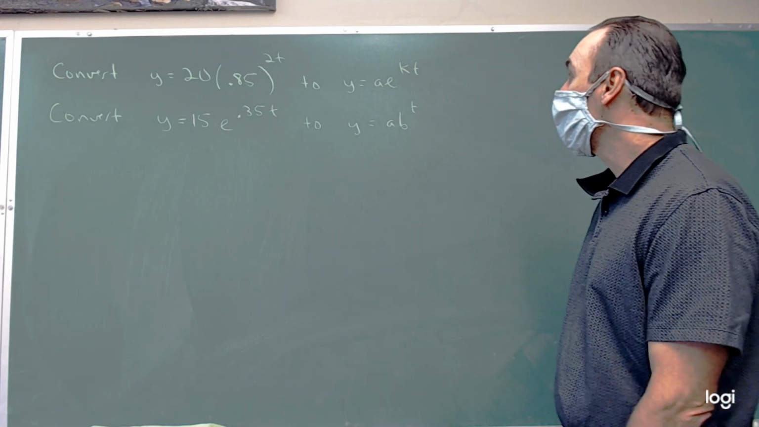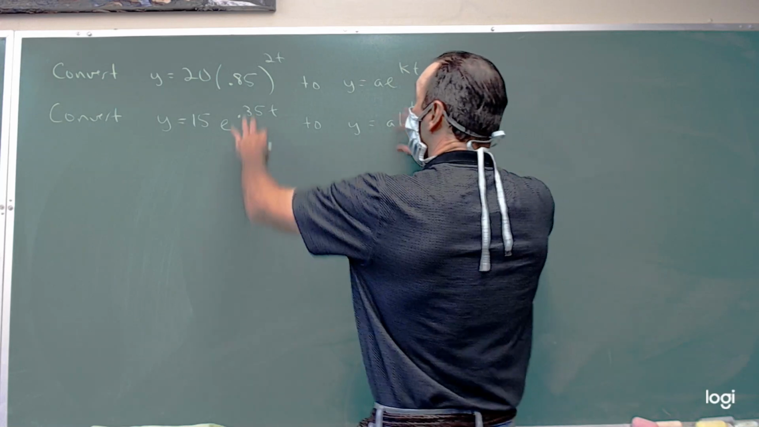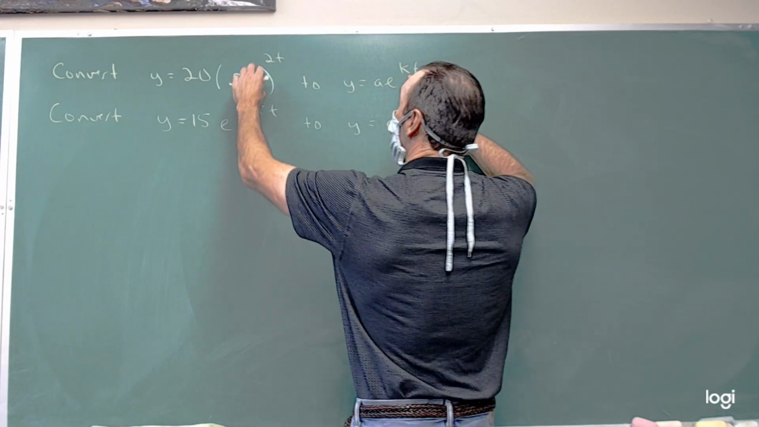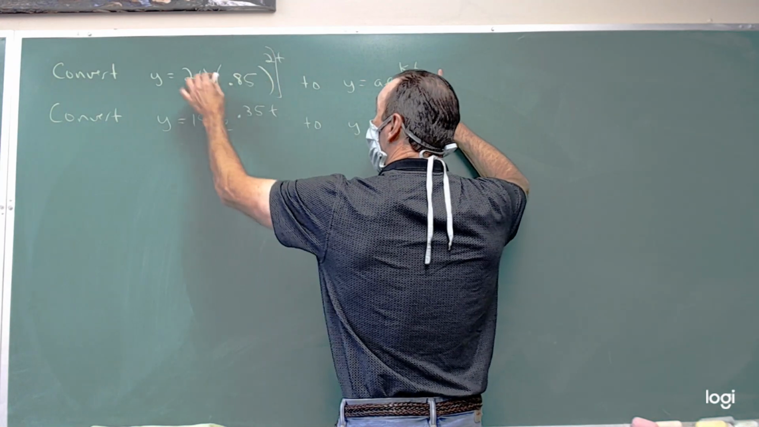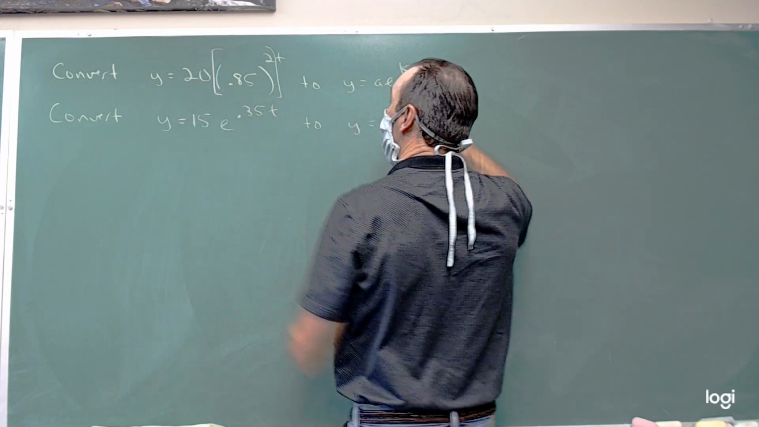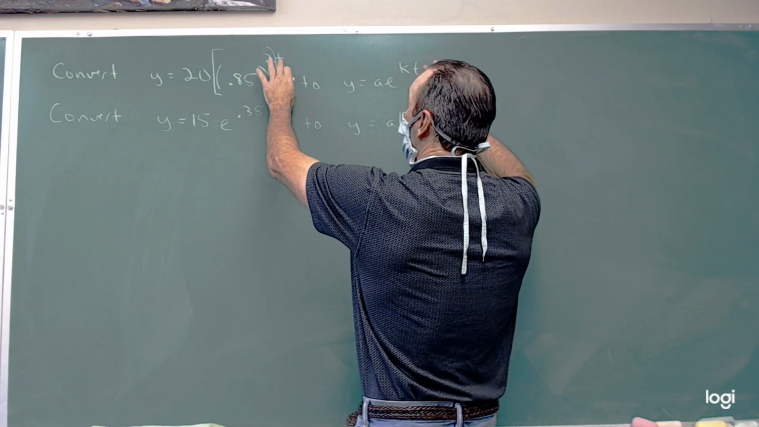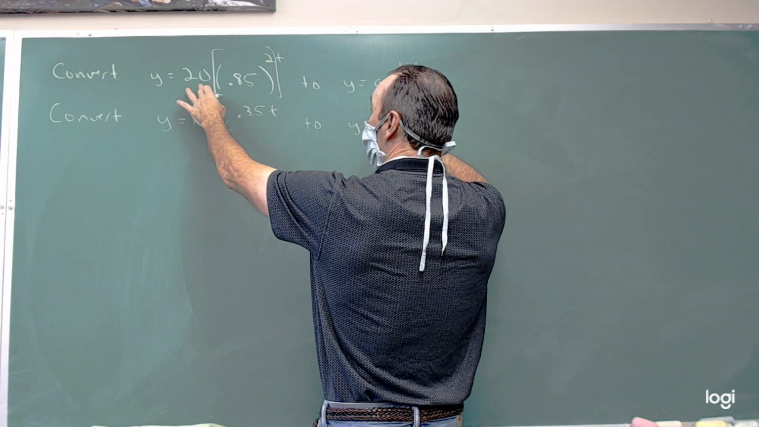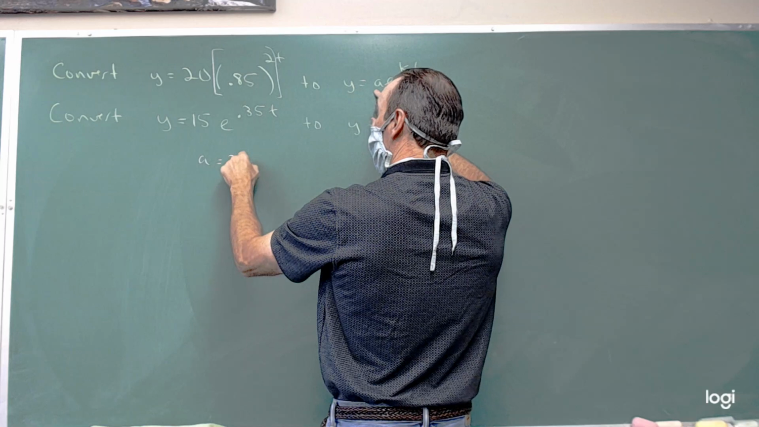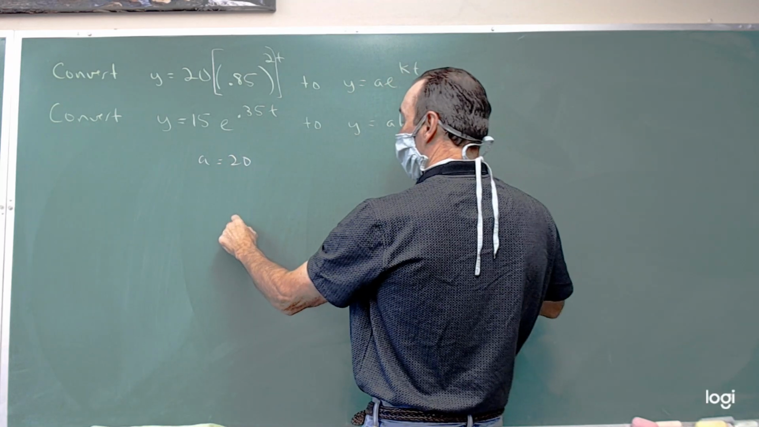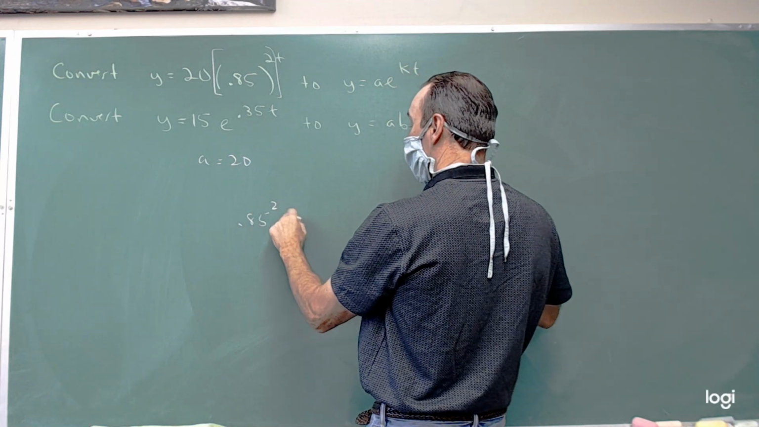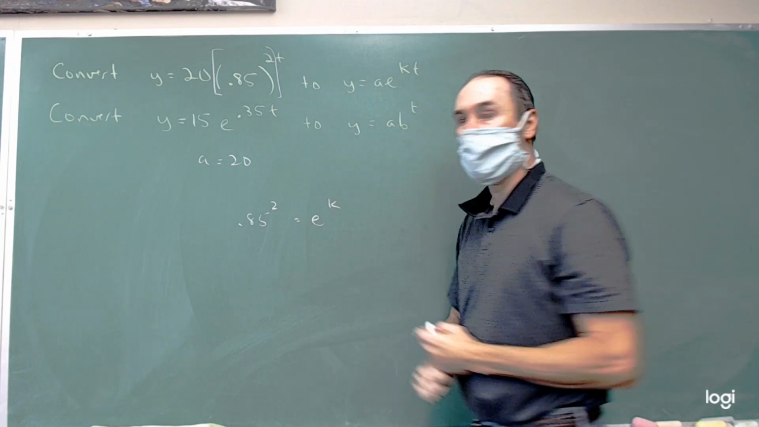Trying to see what's going to be this k right there. So all of this is going to contribute to that e to the k. When you plug in 0 for the t, then this a is going to be that 20. So we know that right off the bat. This 0.85 to the second is going to be our e to the k.